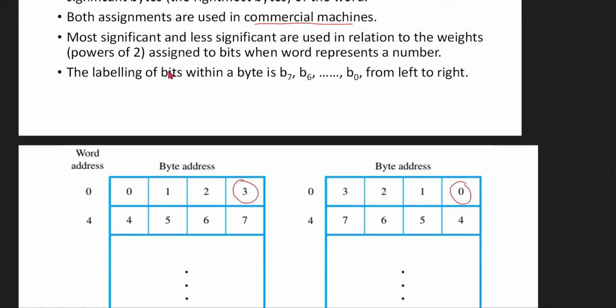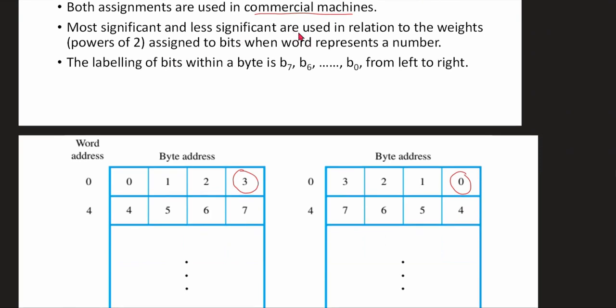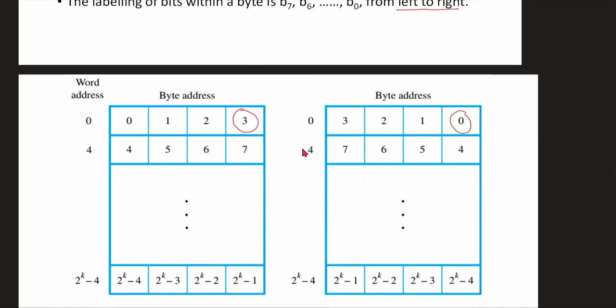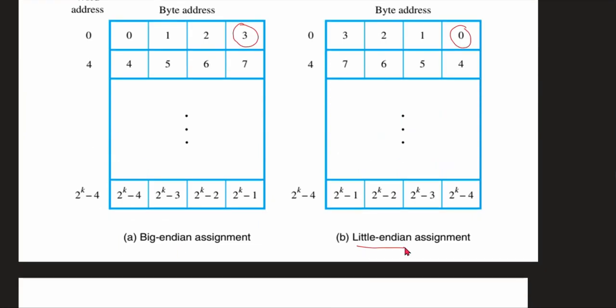Most significant and least significant are used in relation to the weight, that is the power of 2 assigned to the bits when words represent a number. The labeling of bits within a byte is from left to right. So this is how the Big-Endian and Little-Endian assignments work for different bytes.